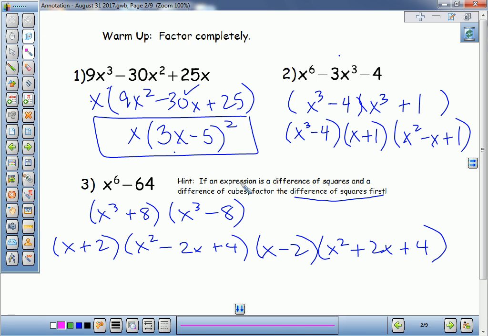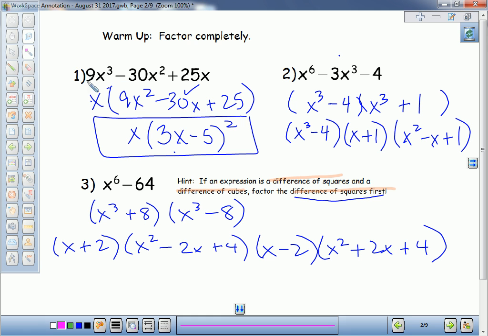So, when you have an expression that is both a difference of squares and a difference of cubes, you must do the difference of squares first. Well, it's not a must, but it's the only way we notice that what we have left is still factorable, is if we do the difference of squares first.